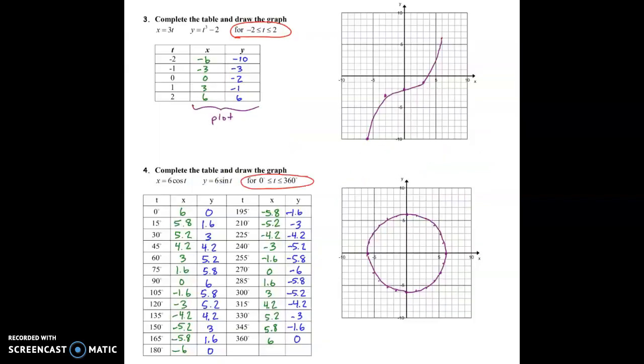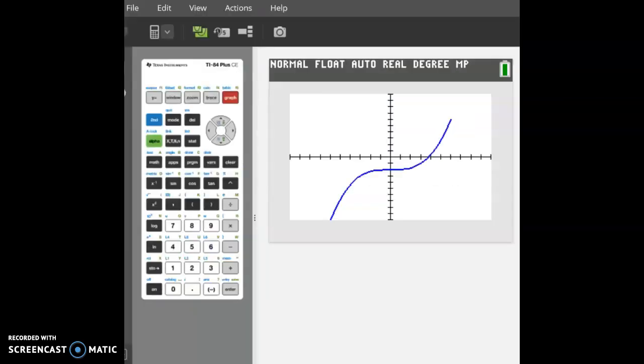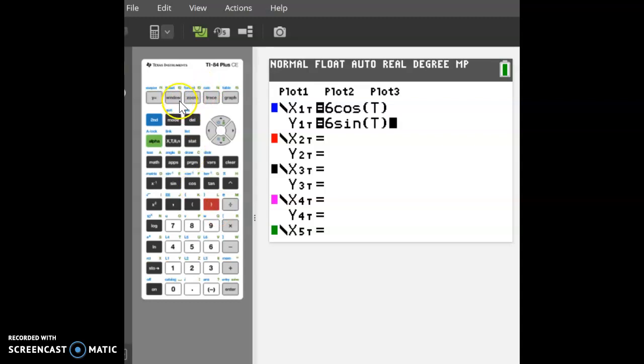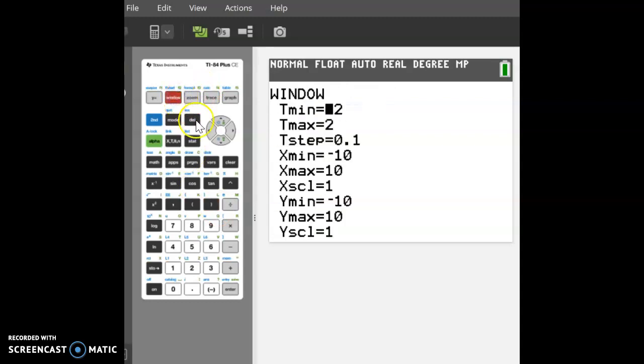For number 4, we should end up getting a circle. We had lots of points that we had to write down for this one. But let's go back to the calculator and put this in: 6 cosine t and 6 sine t. For our window, t was going from 0 to 360, and we probably don't want to go every 0.1. I'm going to try 1 and see how that goes, and we'll see if it graphs it.